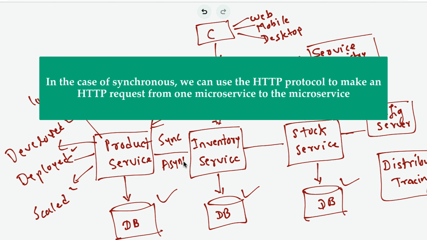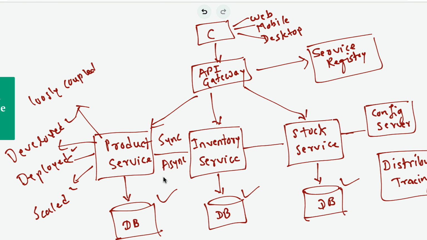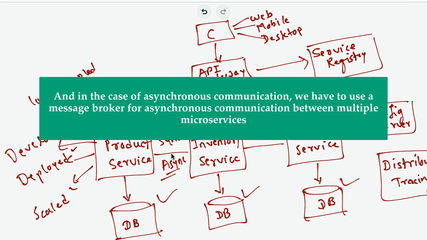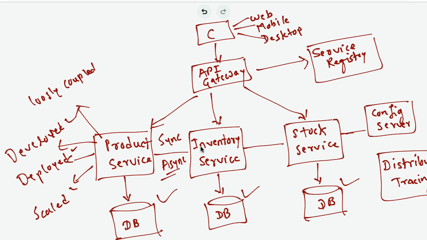In the case of synchronous communication, we can use the HTTP protocol to make an HTTP request from one microservice to another microservice. And in the case of asynchronous communication, we have to use a message broker for asynchronous communication between multiple microservices. For example, we can use RabbitMQ or Apache Kafka as a message broker to make asynchronous communication between multiple microservices. And each microservice in a microservices project can expose REST APIs.